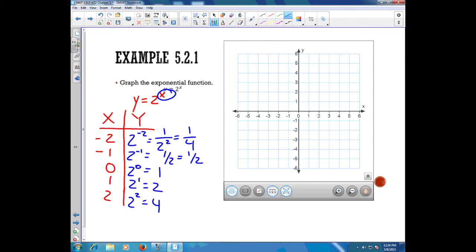So now we have our points. -2 and 1/4, it's about right here. -1 and 1/2. 0 and 1. 1 and 2. And 2 and 4. And we get a graph that looks something like this. It's an exponential graph. Now the left-hand side looks like it's horizontal, but notice as x becomes more negative, this line's just going to get closer and closer to 0, though it'll never quite reach 0, nor will it ever cross 0. So it does get smaller and smaller, but it's just such a small change that it's hard to see on the graph.